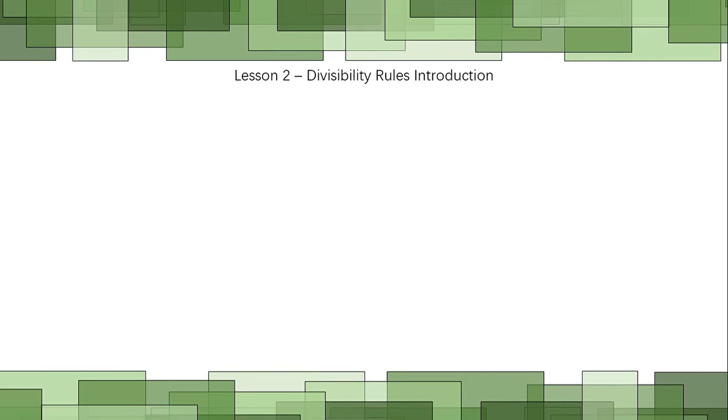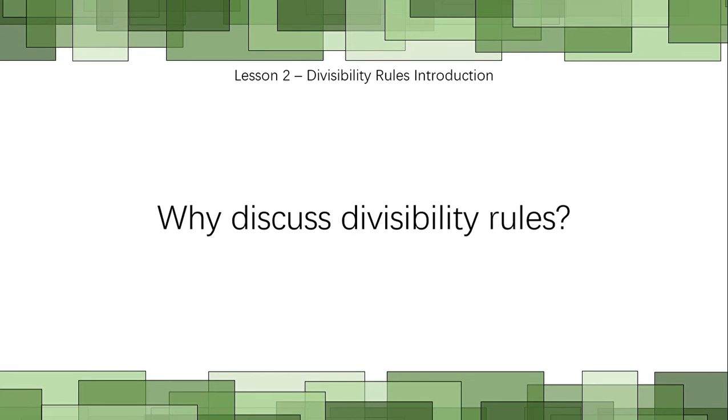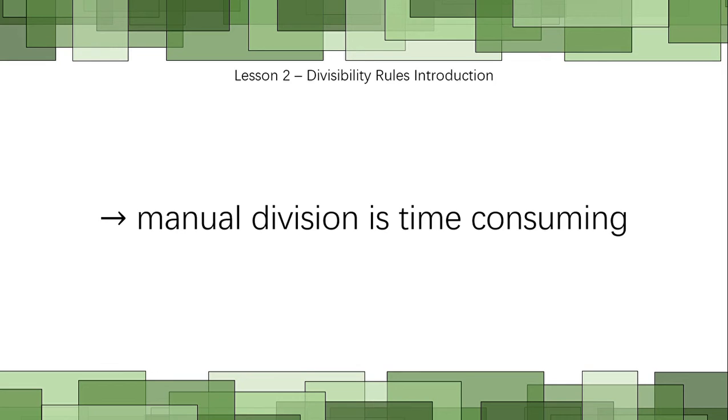Through our examples, we saw that we can use manual division to test if a number is divisible or not. Knowing that, why should we still discuss divisibility rules? The reason is quite obvious. As we saw in our examples, manual division is very time-consuming. So in the next tutorial, we will finally discuss the divisibility rules for some numbers.